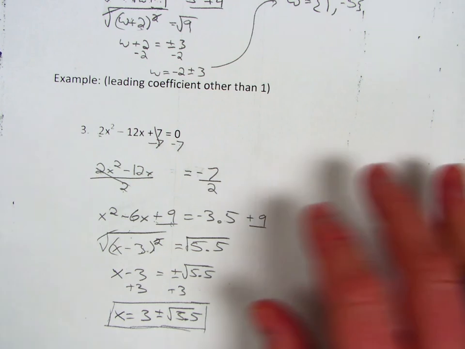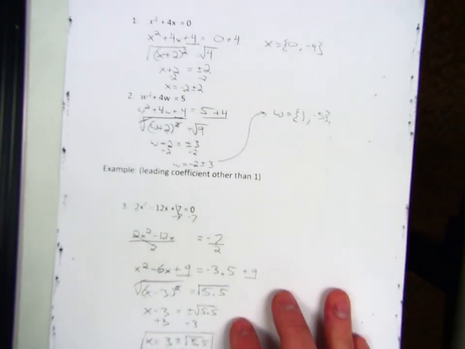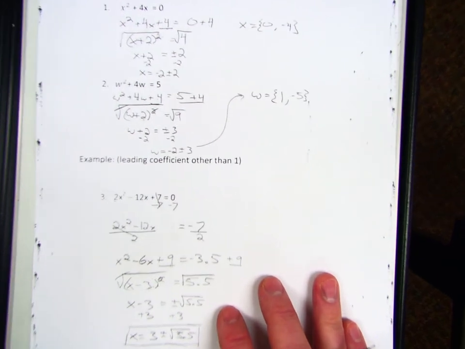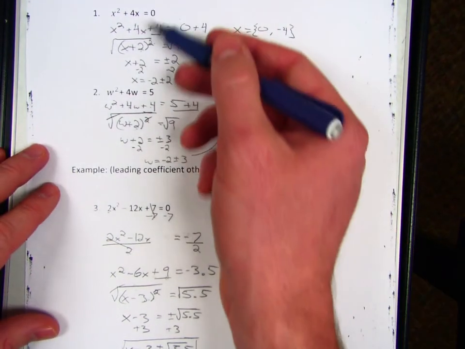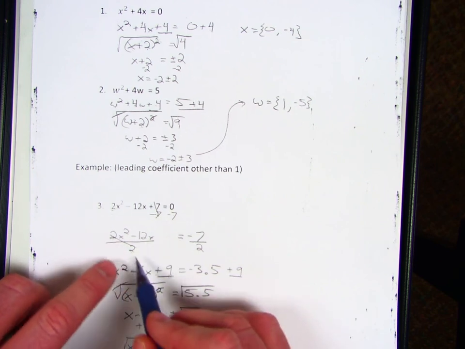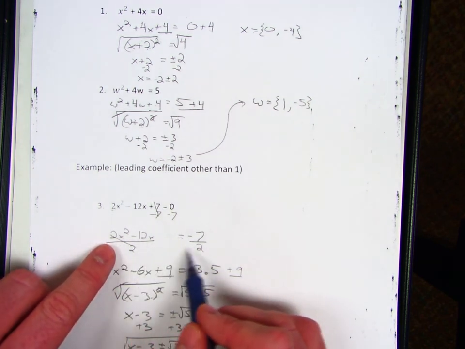So we worked through a few examples, as well as talked about the idea behind completing the square. So just memorize these steps, and don't forget that if you have that leading coefficient, it's going to add one step of having to divide by that leading coefficient everywhere.